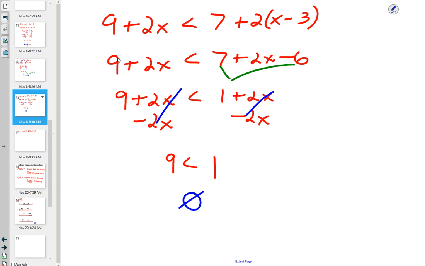But wait, Mr. Romero, don't we have to also graph it? Yes, there is no number that will make that true. No real number. You were asked to graph, but think about it. If shading means solution, and you're trying to graph no solution, what are you going to graph? Nothing. So these you don't have to graph. If there's no solution, you don't have to graph.